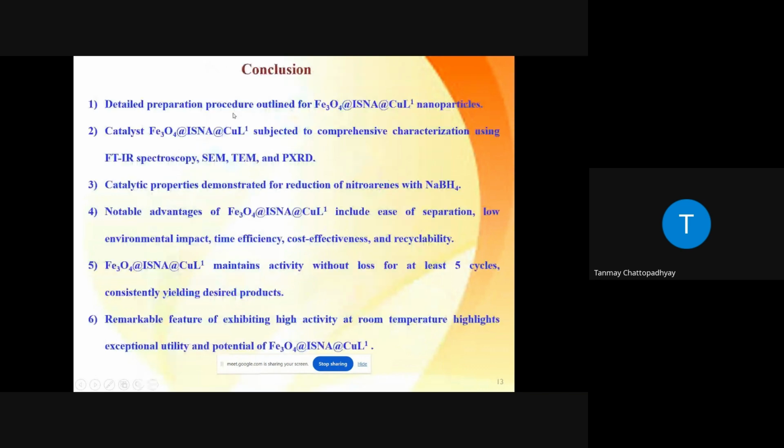Next, the conclusion of our work is the detailed preparation procedure outlined for the ferric oxide, isocyanic ketonic acid, copper nanoparticle catalyst. This catalyst was comprehensively characterized using FTIR spectroscopy, TEM, and powder XRD. Catalytic properties demonstrate the reduction of nitroarenes with sodium borohydride. Notable advantages of this catalyst include ease of separation, and it maintains activity without loss for at least 5 cycles. A remarkable feature is its high activity at room temperature, which highlights the exceptional utility and potential of this catalyst.